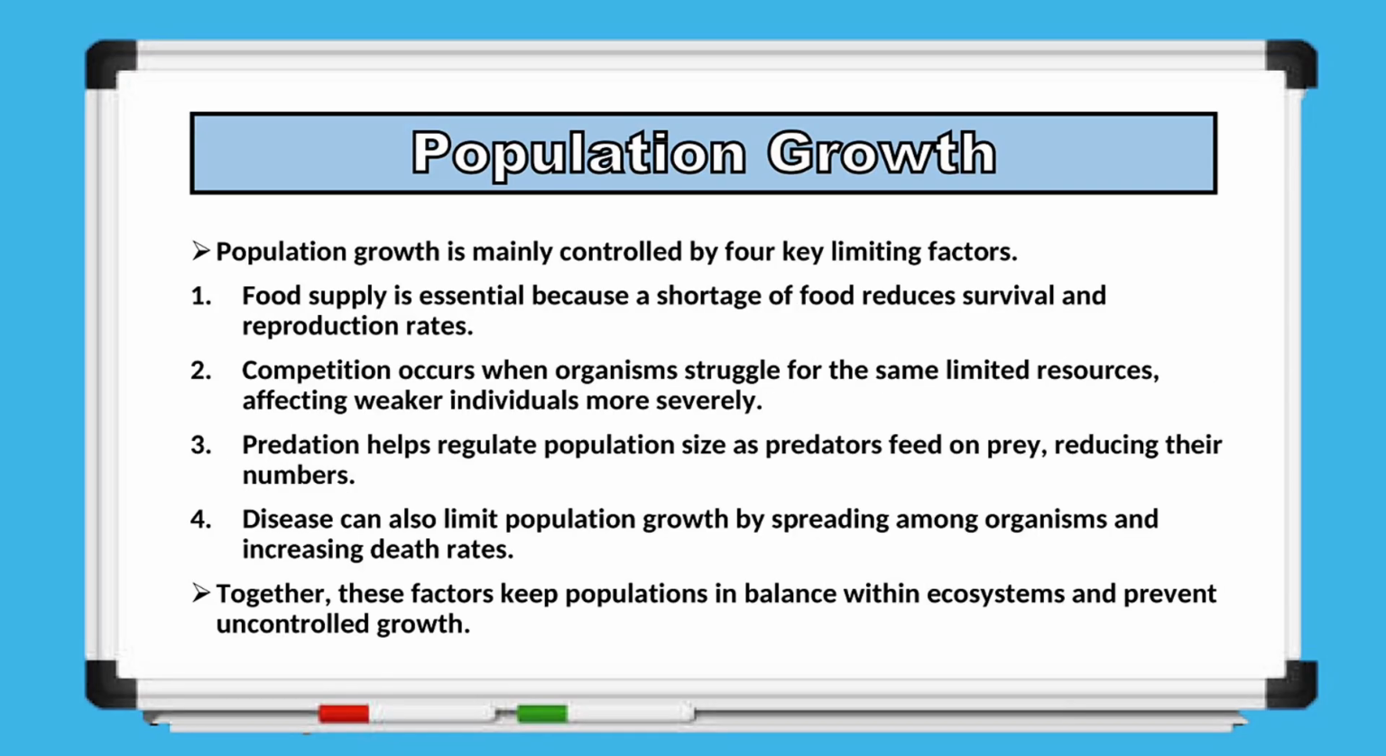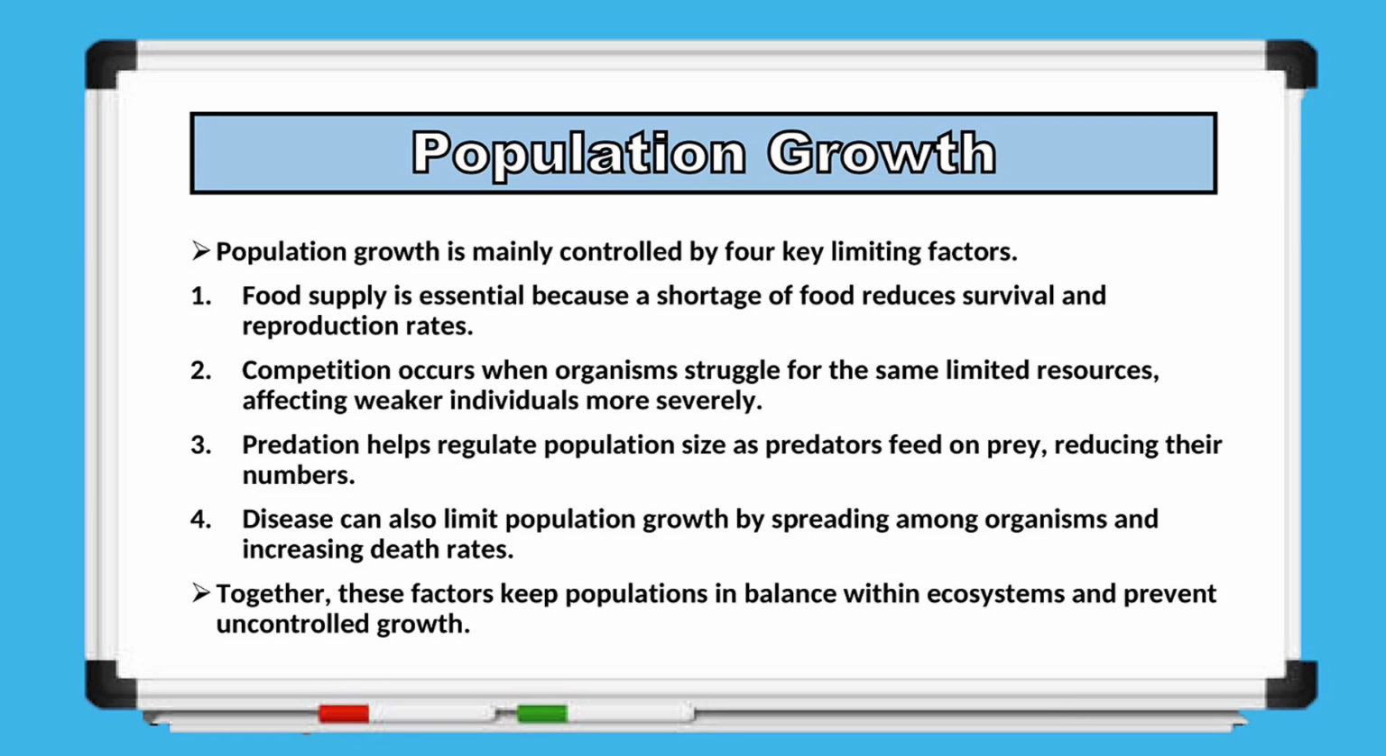The first factor is food supply. Food is essential for the survival, growth, and reproduction of organisms. When food is plentiful, populations are more likely to increase. However, if food becomes scarce, survival rates decrease, reproduction is reduced, and the population may begin to decline.